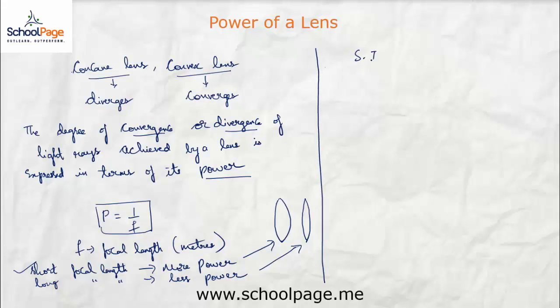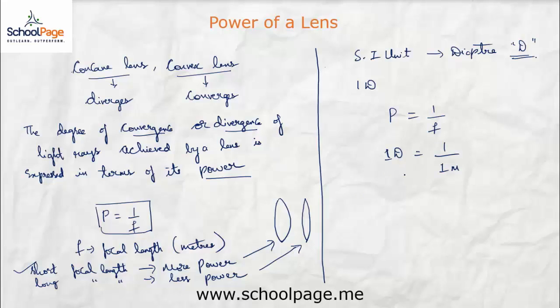The SI unit of the power of a lens is diopter. Diopter is denoted by the letter capital D. So 1 diopter is the power of a lens whose focal length is 1 meter. On substituting the units in this formula, power is equal to 1 divided by focal length. So 1 diopter is equal to 1 divided by 1 meter. It can also be written as 1 diopter is equal to 1 meter inverse.